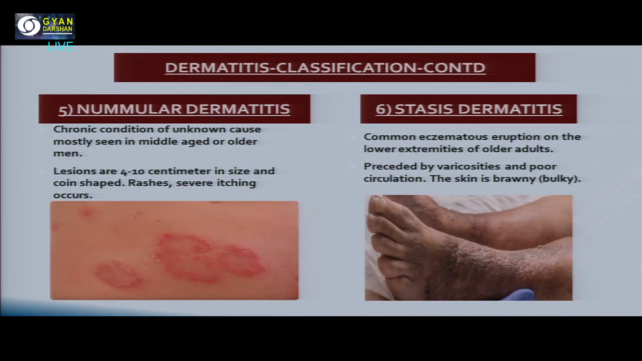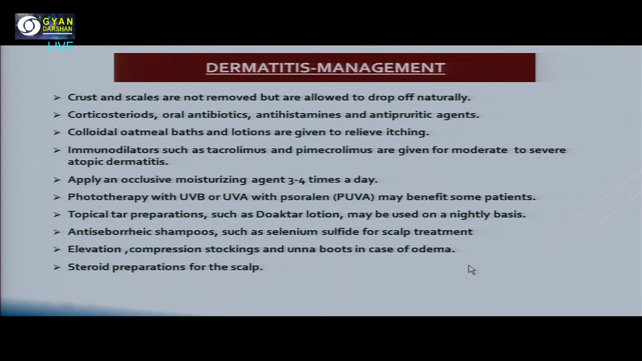The other two types are nummular and stasis dermatitis. Nummular is just a redness over the place, in concentric circles, seen in middle-aged and older adults, and these lesions are usually 4 to 10 centimeters in size. Stasis dermatitis is an eczematous eruption, and it is preceded by varicosities and poor circulation. Skin becomes bulky, and a lot of scales are present.